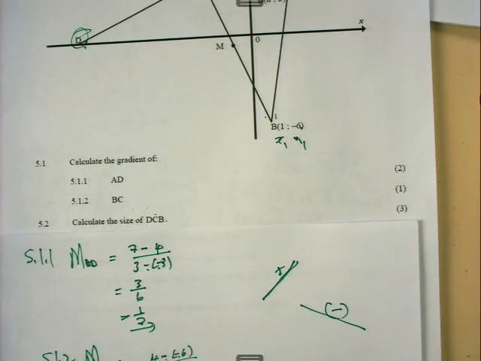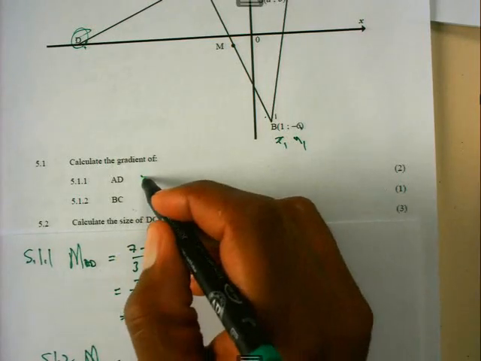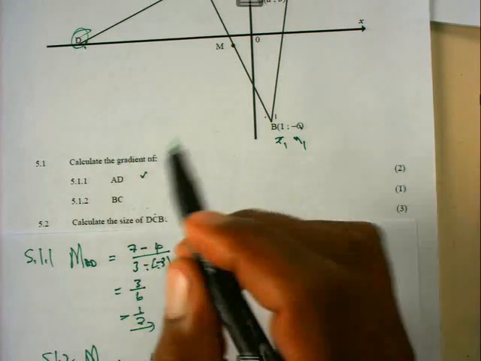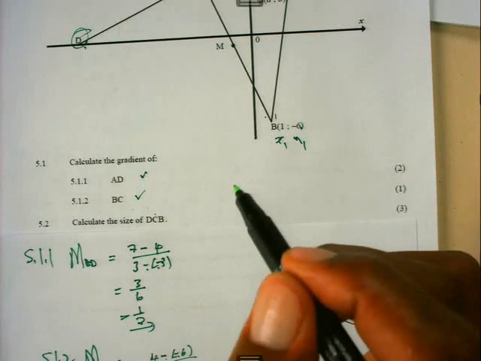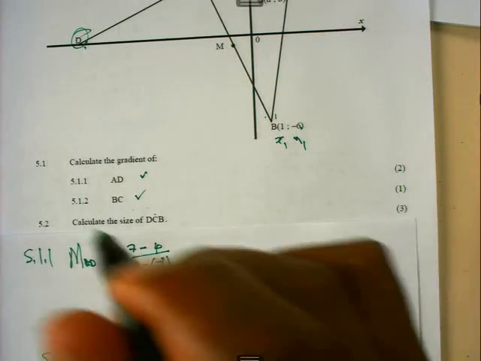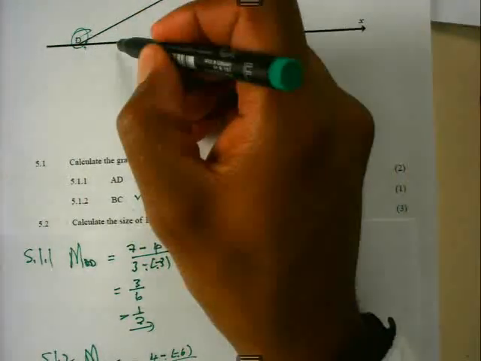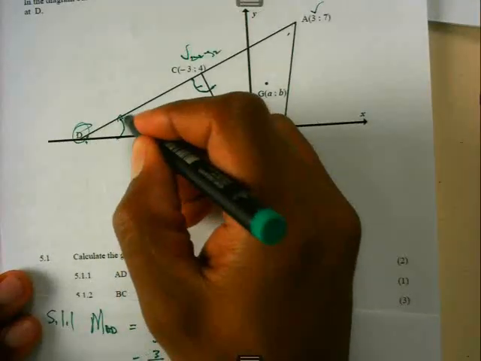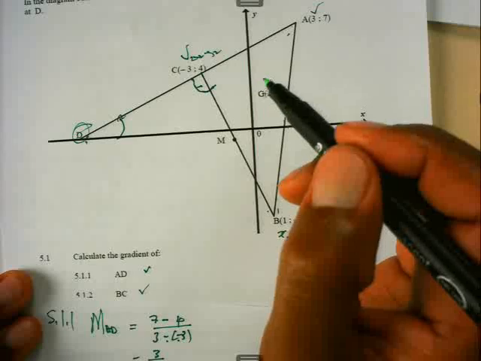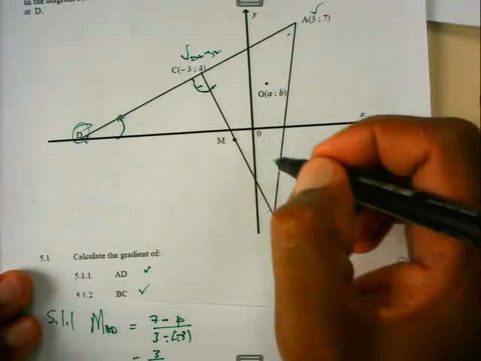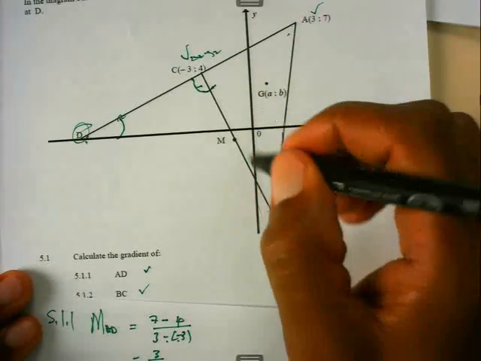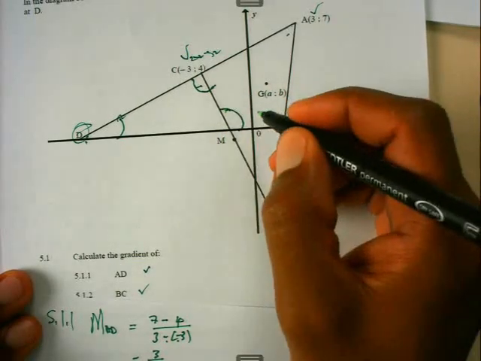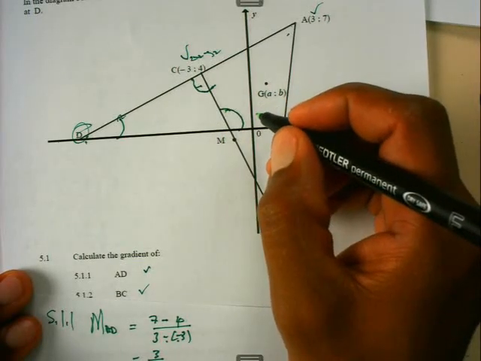Boys and girls, there is a reason why they are saying we must calculate the gradient of AD as well as the gradient of BC. Why am I saying this? If we can find the angle that AD makes with the positive x-axis, and also find the angle that BC makes with the positive x-axis, can you see now?